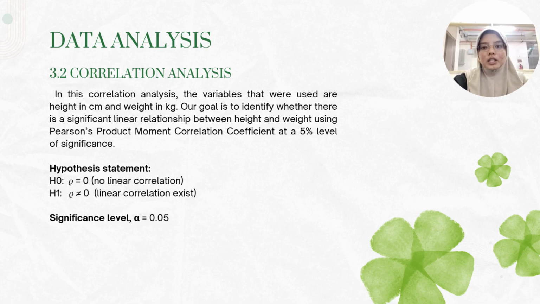So for the hypothesis statement, for the null hypothesis, we have rho equal to 0, which means there is no linear correlation, while the alternative hypothesis is rho is not equal to 0, meaning that a linear correlation exists between height and weight. So the significance level that we use is alpha equals 0.05.